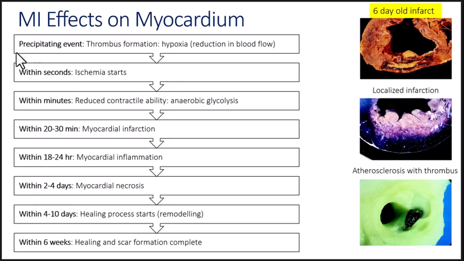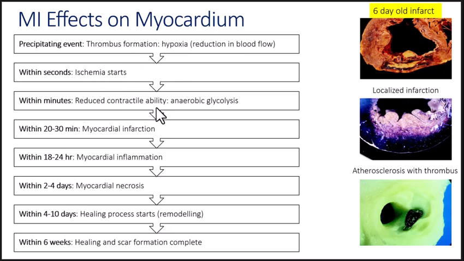This here is showing you the timeline that's approximate, just to give you an idea of progression when we're talking about a myocardial infarction. So the precipitating event, as already discussed, is that a thrombus is formed, usually due to rupturing of a plaque. And this is going to affect the flow of blood, so causing ischemia, which is reduction of blood flow, leading to hypoxia of the myocardiocytes. Within seconds, we're going to see this ischemia occurring when the thrombus forms.